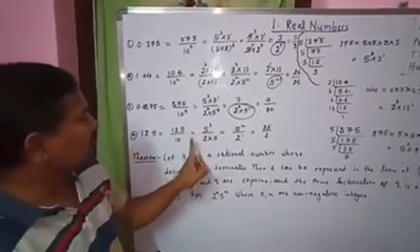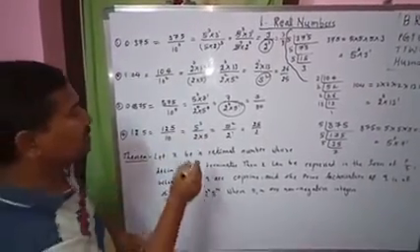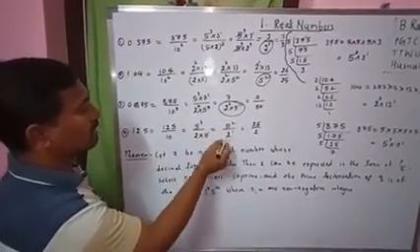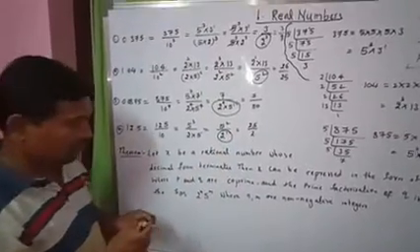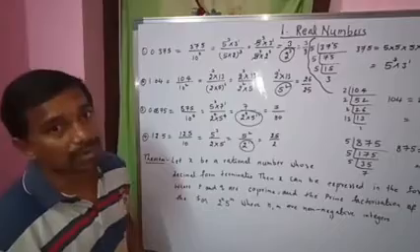Now here 125 by 10. 125 can be written as 5 cube, and 10 can be written as 2 into 5. So 5 goes to the numerator, 5 power 1. 3 minus 1 is 2. 5 square by 2 power 1. The denominator is 2. 25 and 2 have only 1 as a common factor, so these two are co-primes.